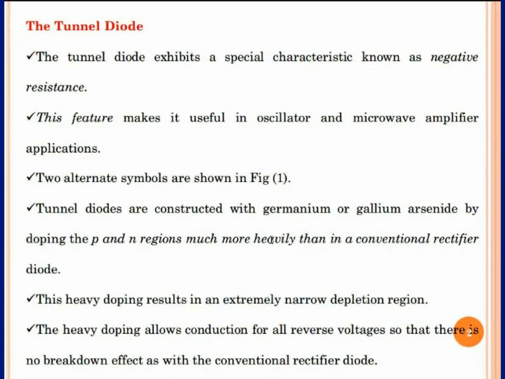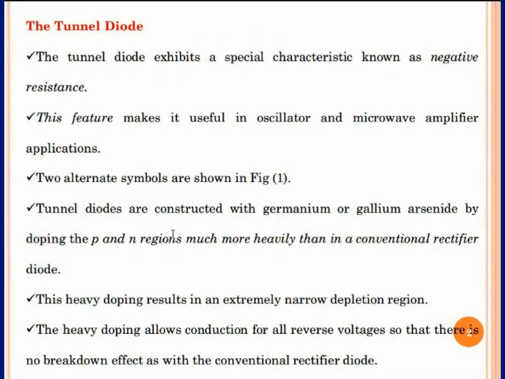So we dope in such a way that this condition is satisfied, and also the concentration of free charge carriers will be higher. Basically, the concentration of electrons on the n side will be more. Similarly, the concentration of holes will be much higher than what we use in p-n junction diodes. So that's what heavily doped means.